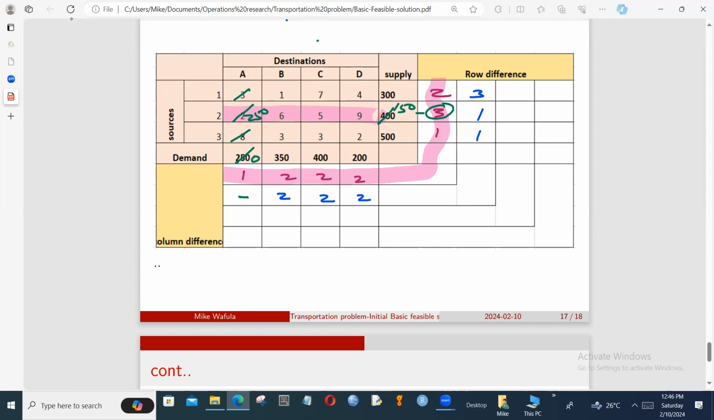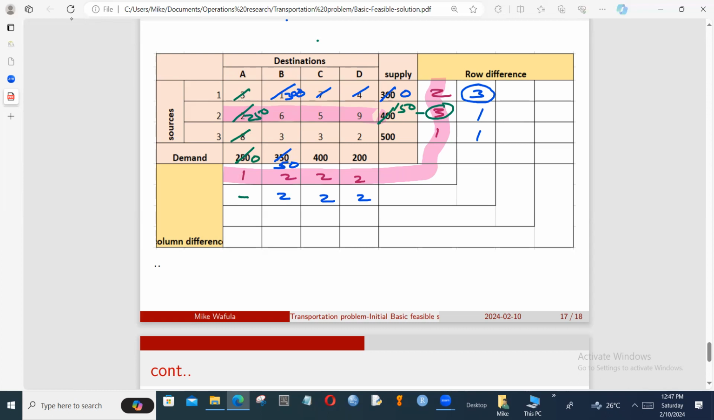And the highest now is this particular value, 3. And so that means we identify the best cell in row 1, which is this. When I compare 300 and 350, 300 is the least. So I assign 300 here. I will have depleted source 1, but you will find that destination B will still be requiring 50 more units.